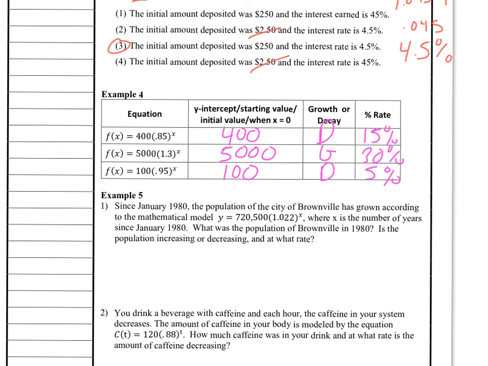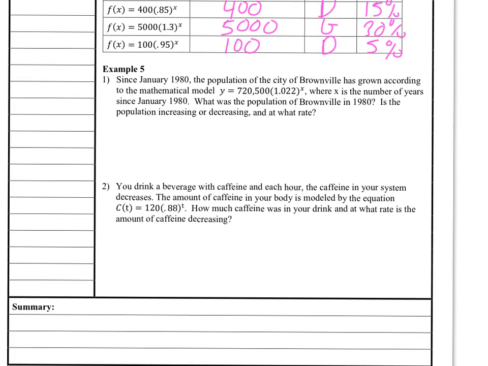Alright, I think we have 2 more questions to do here. Alright, since January of 1980, the population of the city of Brownville has grown according to the following model, where x is the number of years since January. What was the population of Brownville in 1980? Is the population increasing or decreasing, and at what rate?